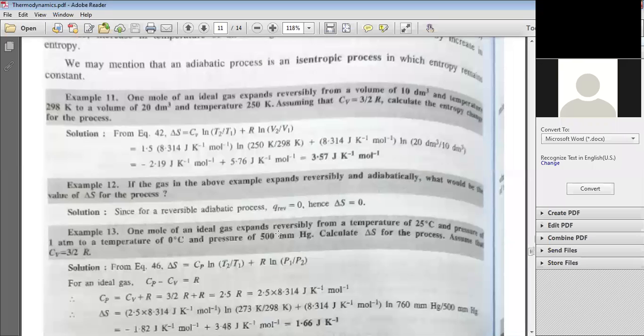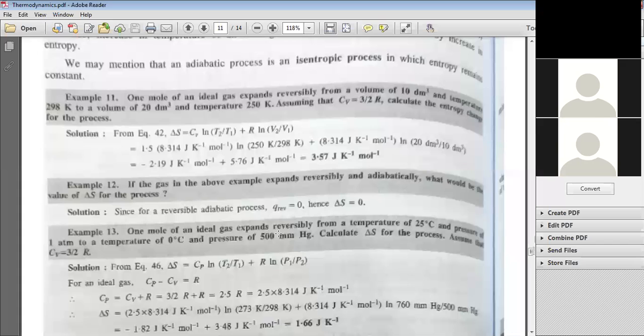For a reversible adiabatic process, what happens during an adiabatic process? No heat exchange is allowed. It means Q reversible will be 0. If Q reversible is 0, then the change in entropy of the system will be 0. Why will it be 0? Students, I want an answer from your side. If Q reversible is 0, then why does delta S automatically become 0?